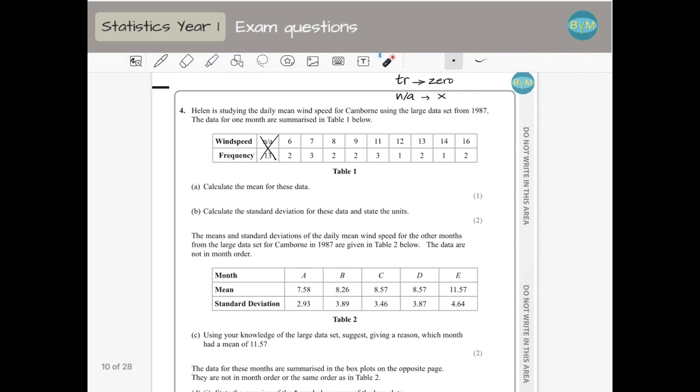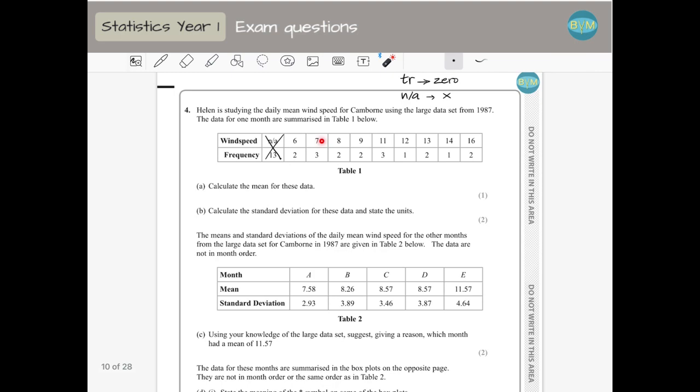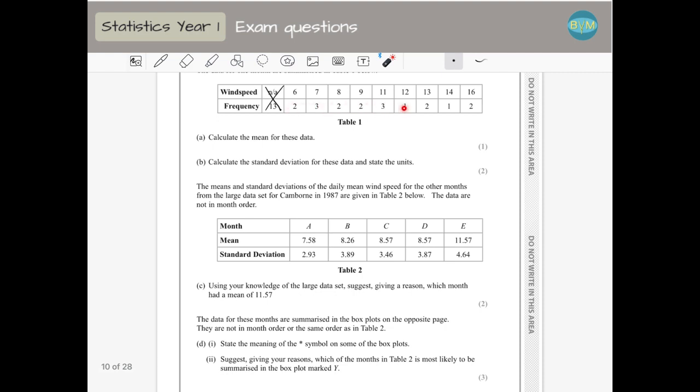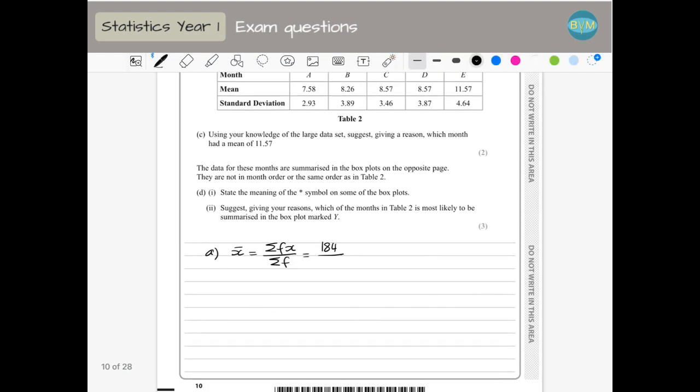We are doing 6 times 2 plus 7 times 3 plus 8 times 2, etc. And then that value is 184. And the sum of frequencies is all this value added together. So remember, we are ignoring completely the 13. So we have 18 values. And this is 10.222 recurring. If we round to 3 significant figures, we have 10.2. Yeah, 3 significant figures.